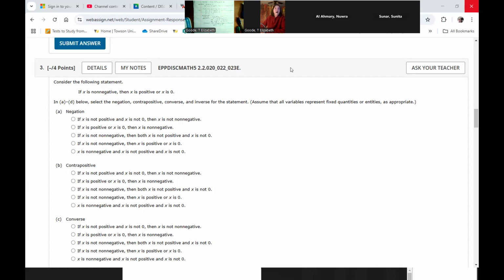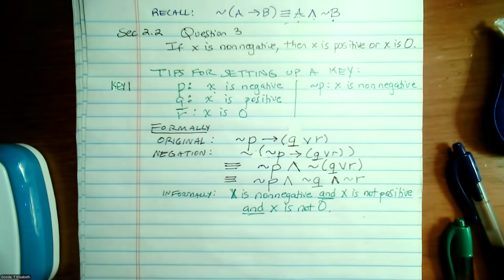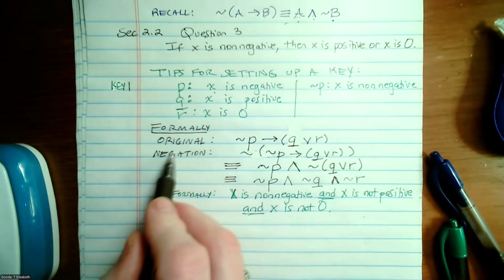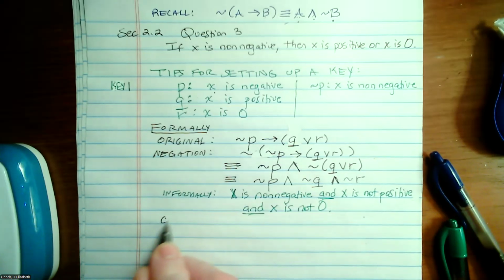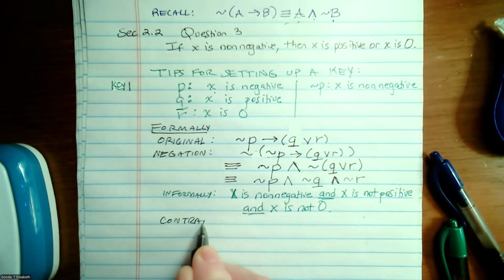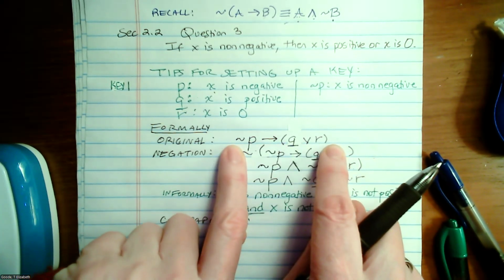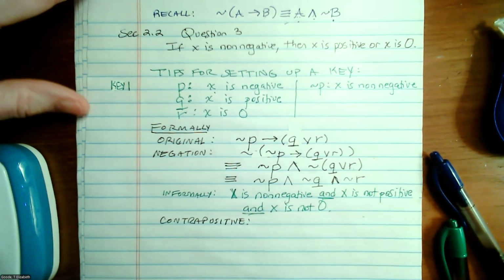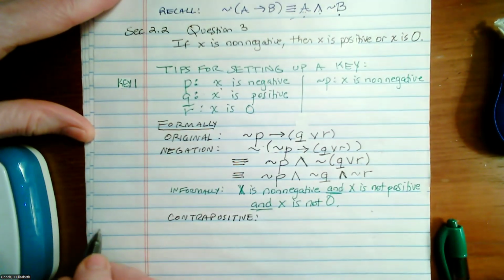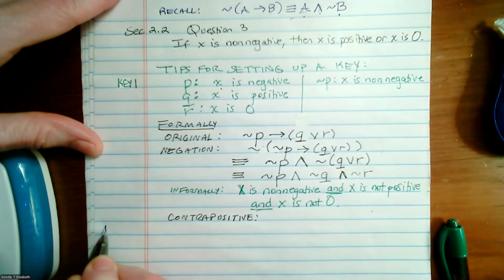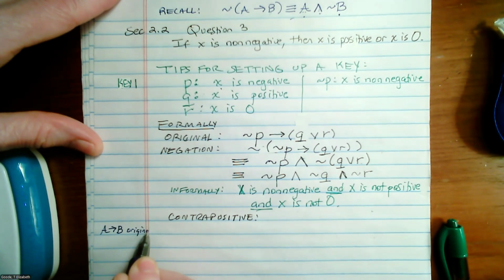So the contrapositive is the next thing, right? So let's write the contrapositive formally, keeping in mind that our original is right here. Do you remember what the contrapositive is? Should we write the little rule here? If A implies B is the original, the contrapositive is not B implies not A.